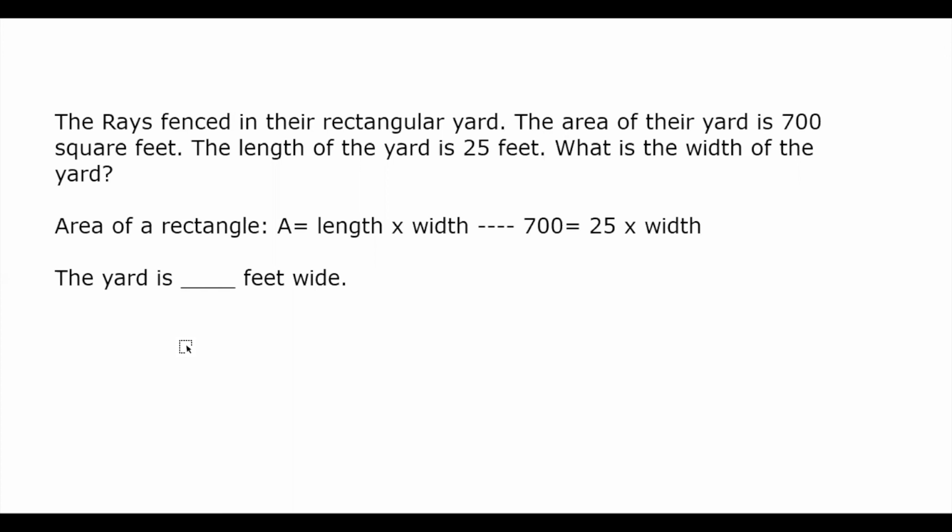You guys have done equations before, so simply all you have to do is just divide by 25 to get the width. Okay, so I've just divided by 25, and you can see my poorly drawn x, which is crossing out 25 and bringing it onto the other side, which gives me 350 as my width, and so the yard is 350 feet wide.